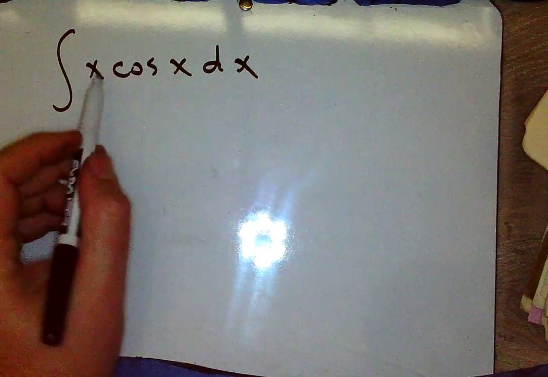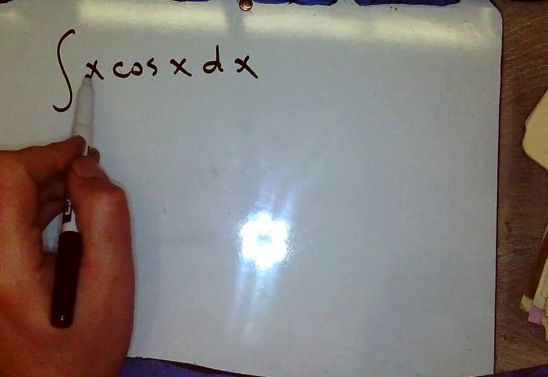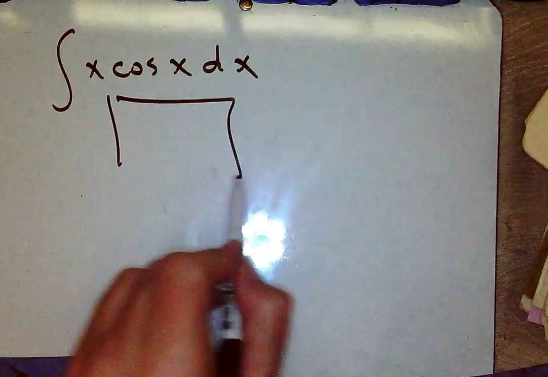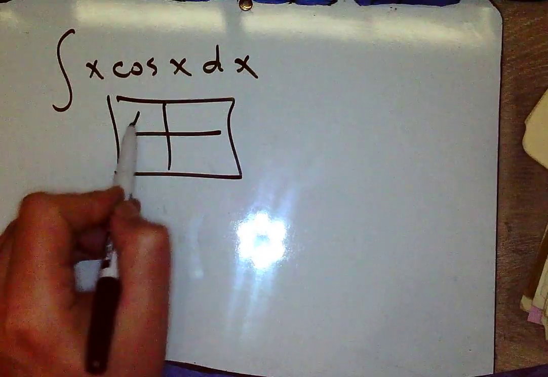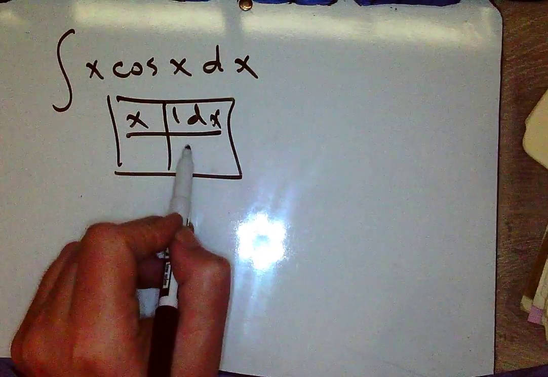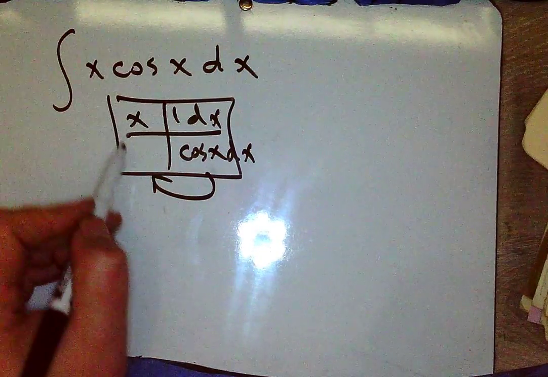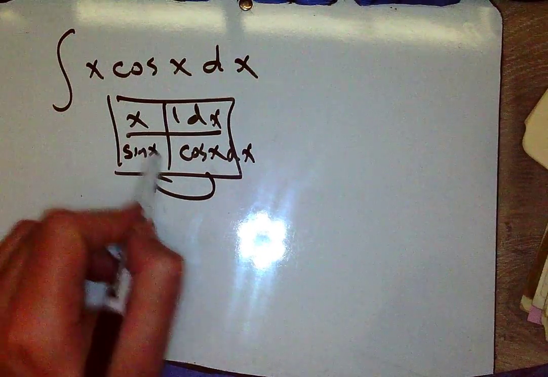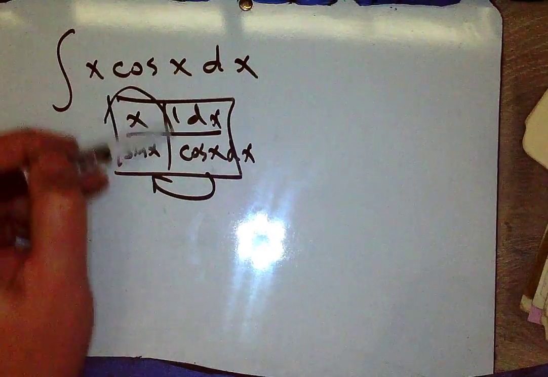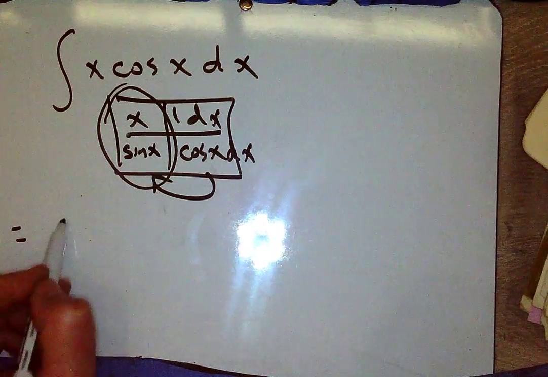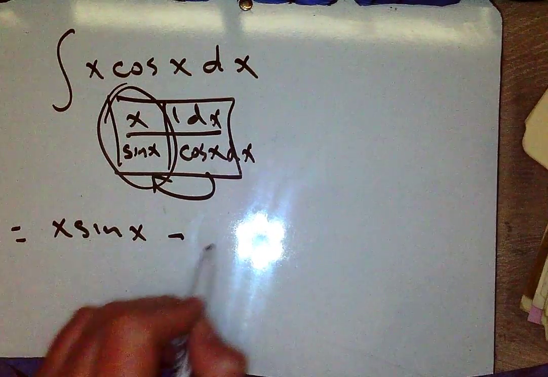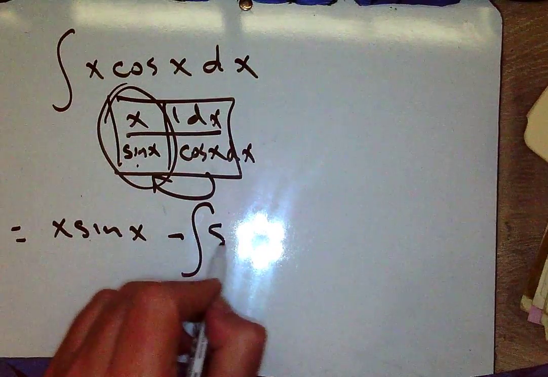That's right. It's by parts because I see a function and someone else's derivative. Okay, I'm going to put my x here, put my cosine x here. My antiderivative is going to be sin x. So, using by parts, I have this times this, minus the integral of this times this.